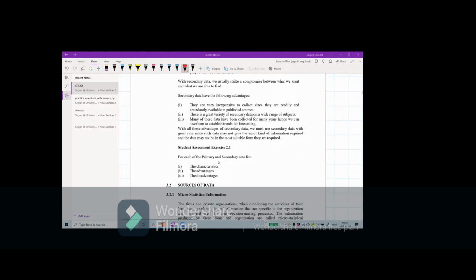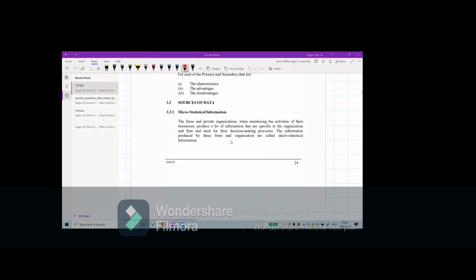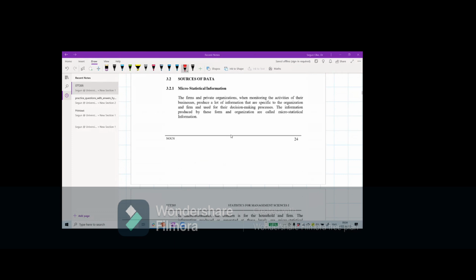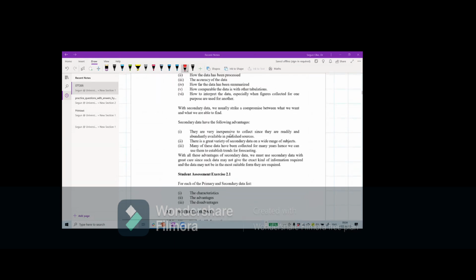We have primary and secondary data lists. We have the characteristics, we have advantages, we have disadvantages. Please, I want you to take your time and also read some of that information. They are very germane and they will help you. For example, they can ask you, which of the following is not an advantage of secondary data?